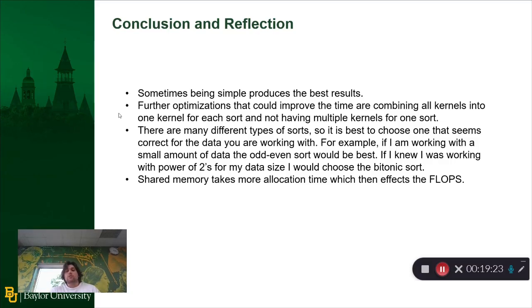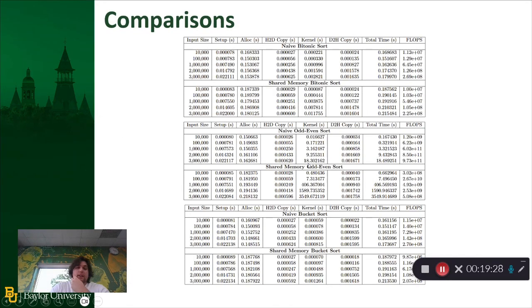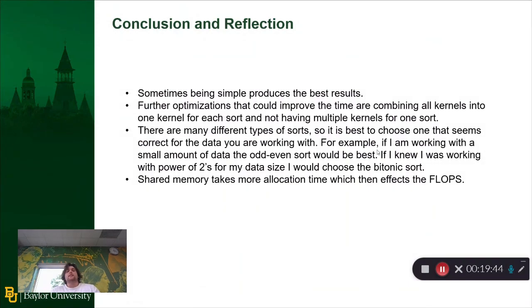When you're doing it for a large array, that time was very, very bad. As you can see, the time got up to 18 seconds, and it almost took an hour for our optimization to run a 3 million array. So that's not the best. The best that you would want to run is a bucket sort, and that was the best that I found for the size of 3 million. There could be other ones out there, but I focused on these three. But if I knew I was working with powers of 2 for my data size, I would definitely choose the bitonic sort, because it's easy to work with powers of 2 with that type of sort.